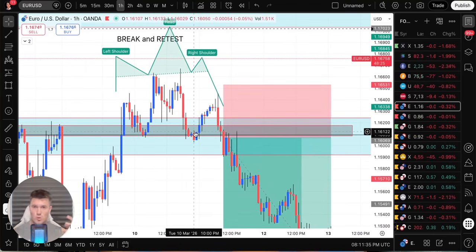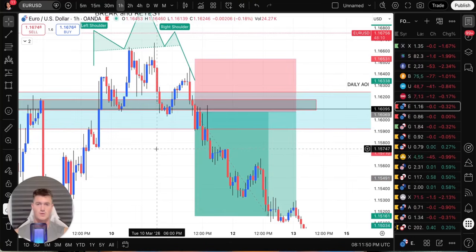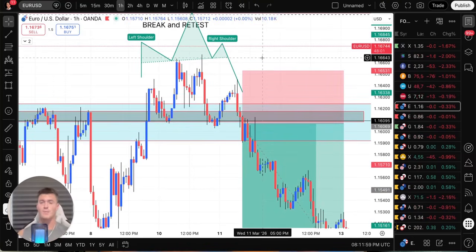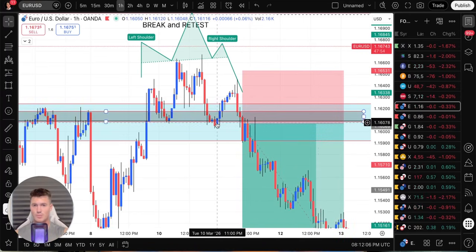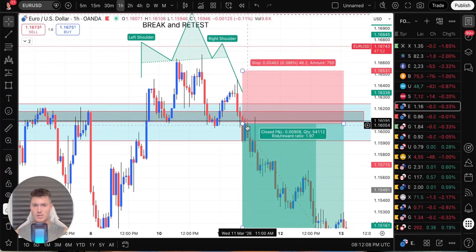So if you intertwine your head and shoulders pattern with your break and retest, that gives you a higher probability trade setup. But remember, the head and shoulders is a reversal pattern. So I made sure that I rejected the previous structure point right here. We rejected it here. Could have gotten on here because then that would be confirming that we are rejecting it.